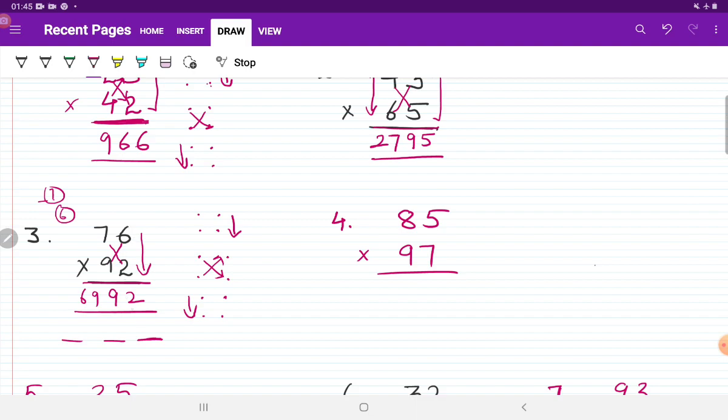So first of all, 6 2s are 12. We'll write 12 here, but here is only one place for a digit. It is a 2 digit number. What will we do after that? We'll carry this 1 to the further number.